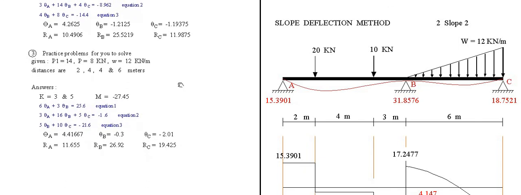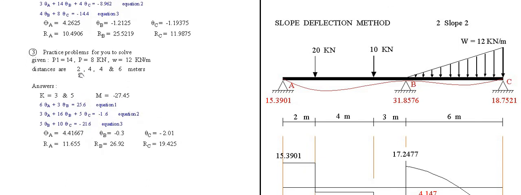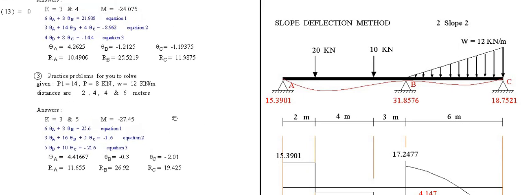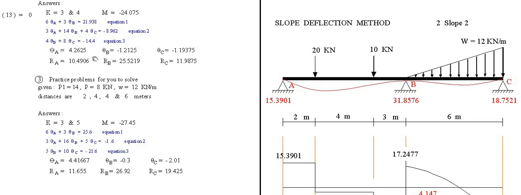Then another challenge problem: P1 is 14, P2 is 8, then W is 12. The distances are 2, 4, 4, and 6. Then the K is 3 and 5. Here in the second problem, it was 3 and 4. Here the K is 3 and 5. Then the moment at B is minus 27.45.